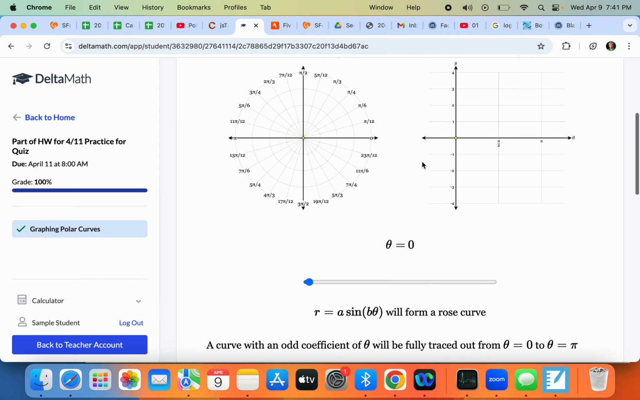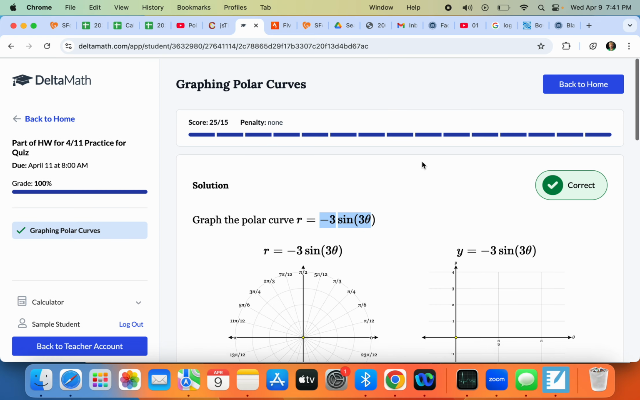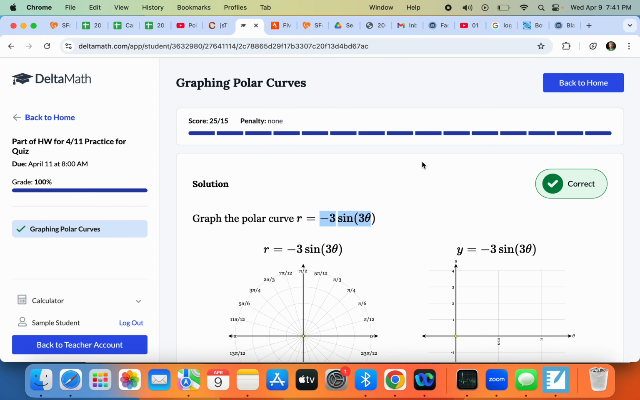So anyway, you can just keep practicing until you feel like you've got it, and tomorrow you'll need to get 5 right.